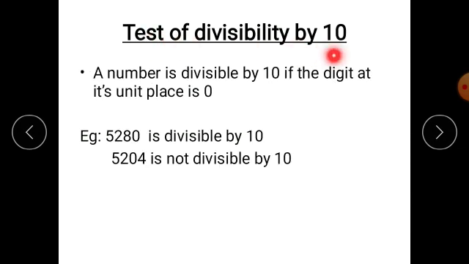Test of divisibility by 10. This is very simple. A number is divisible by 10 if the digit at its unit place is 0. 5280 is divisible by 10. But 5204 is not divisible by 10 because the units digit is non-zero.